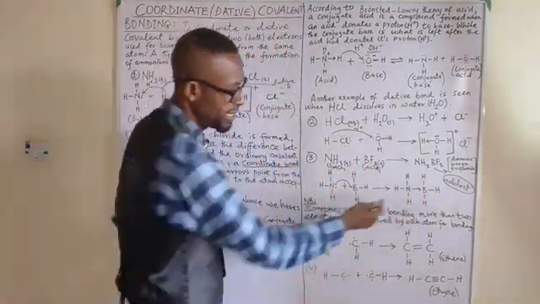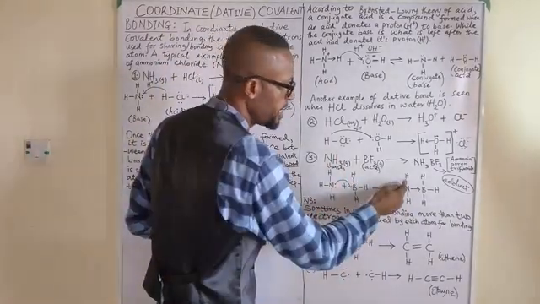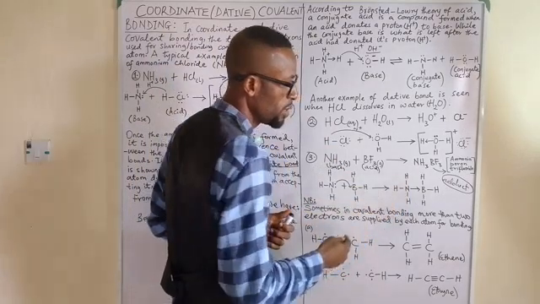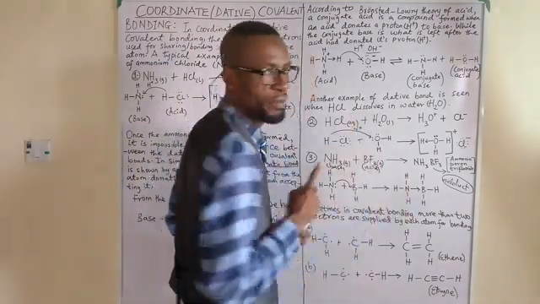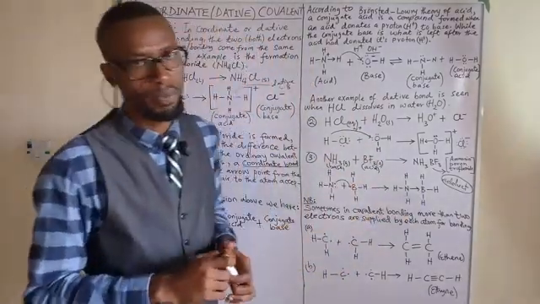So again, you can say that nitrogen has 4 covalent bonds, which are 3 ordinary covalent bonds joining nitrogen to 3 hydrogens, and 1 dative covalent bond joining nitrogen to what? To boron, as it is.